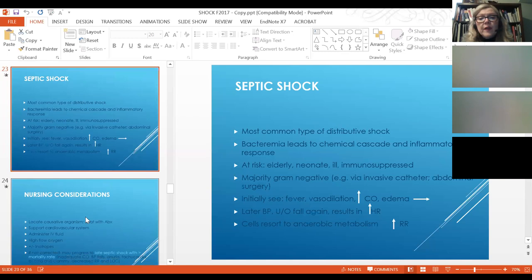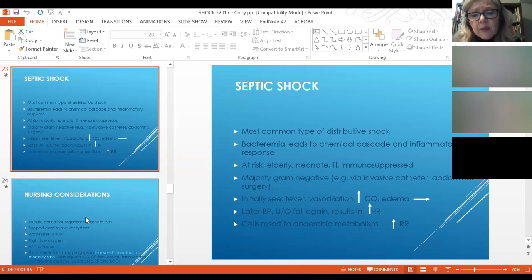Moving on to the most common. So if anaphylaxis is the most serious of the distributive shocks, and neurogenic shock, septic shock is the most common type. It also carries quite a high mortality of 50%, usually due to bacteremia from a UTI. Those most at risk would be the older adult, the very young or neonates, or those that are immunocompromised, such as someone undergoing chemotherapy.